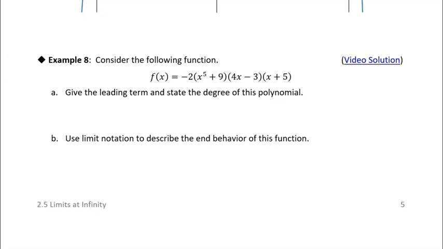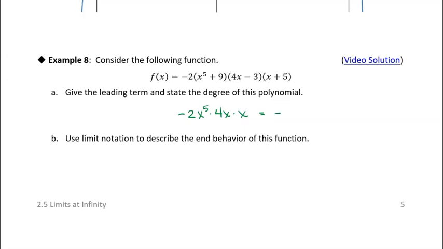But essentially, to get the leading term, we're just going to take the leading terms of each factor and multiply them together. All right, so we're going to have a -2, and then we're going to have x to the fifth times x to the fourth, and then times x. Now, that's going to be the highest possible power of x that we would get if we actually expanded this whole thing out. But all we care about is the leading term.